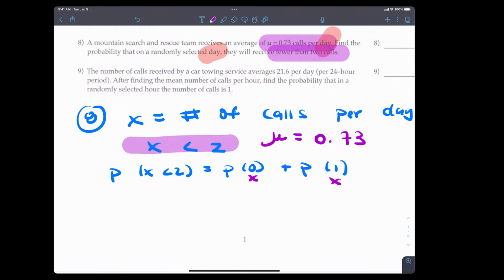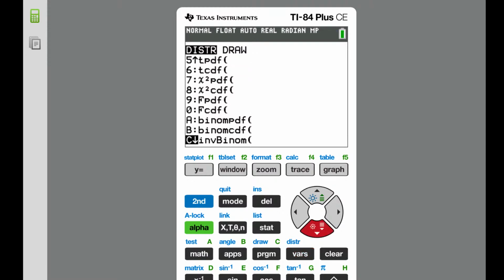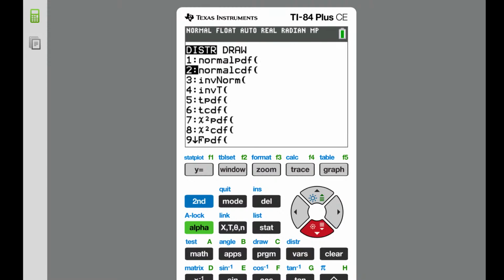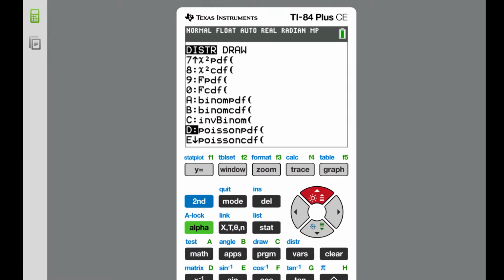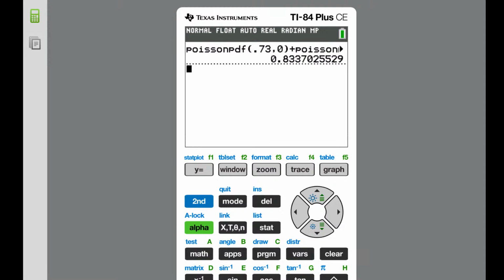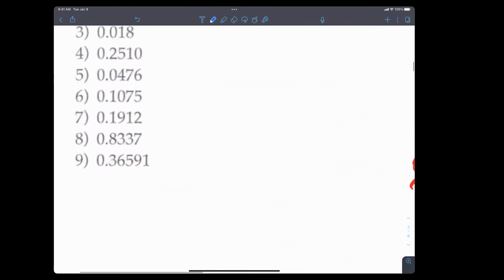So we're going to enter this in the TI now. Okay, so let's clear this out. This is by definition fewer than 2. So we're going to go down to Poisson. Now my mu is 0.73. X is 0. Paste that. Plus, now that's P of 0. We're going to have to add P of 1 now. Poisson. Okay. Paste 0 and 1. So, ladies and gentlemen, we're going to write all these values down. Again, we don't know the place value because they didn't indicate. 0.8337025. All right, this is number 8. Now, what did they approximate to? 4 decimal places for number 8.